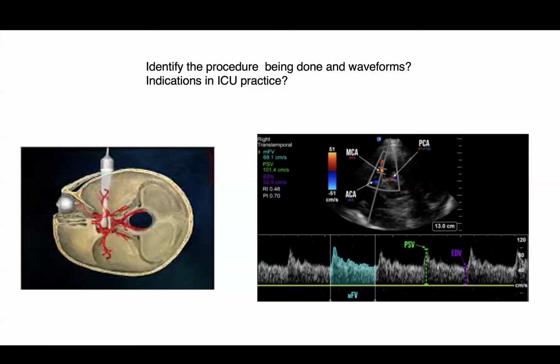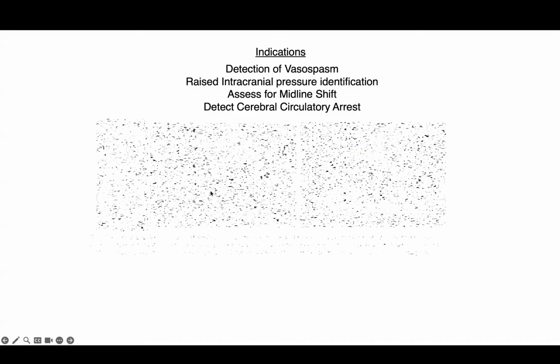Excellent. Very good. Flow reversal, raised ICP, midline shift. Excellent. So that is what they'll expect. So detection of vasospasm, raised intracranial pressure identification, assess for midline shift, and detect cerebral circulatory arrest.